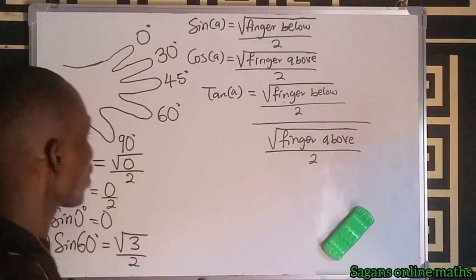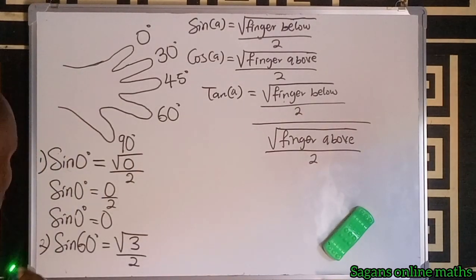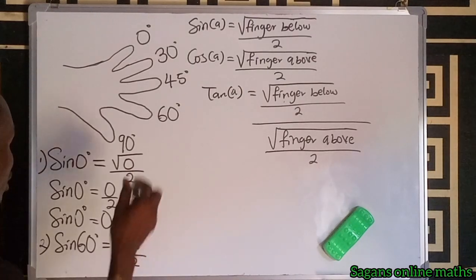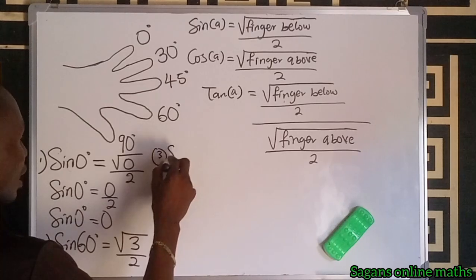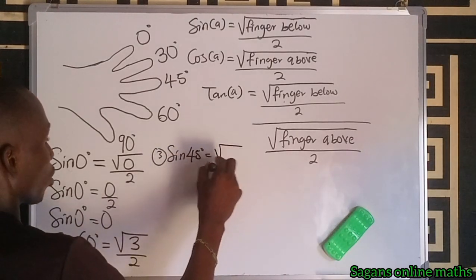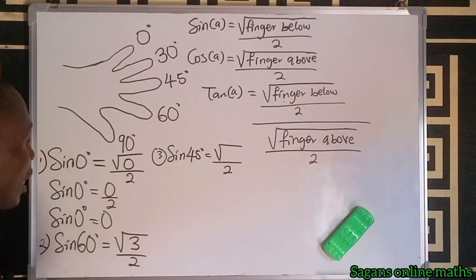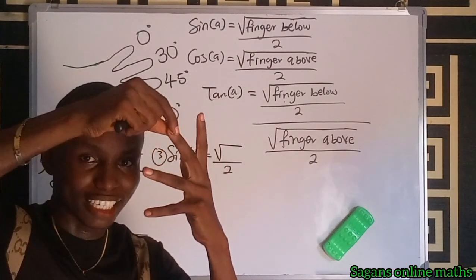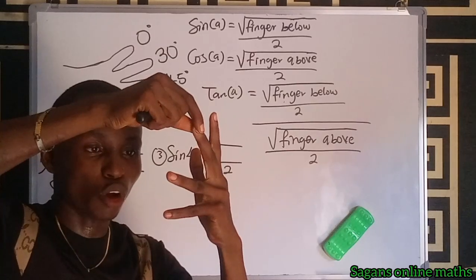Amazing. Now let's consider sine 45 degree. Let's see what you can do to find sine 45 degree. Just take your square root over 2 and find that number. If this is 0 degree, 30 degree, this is 45 degree. So for 45 degrees, it's the square root of the number below divided by 2.